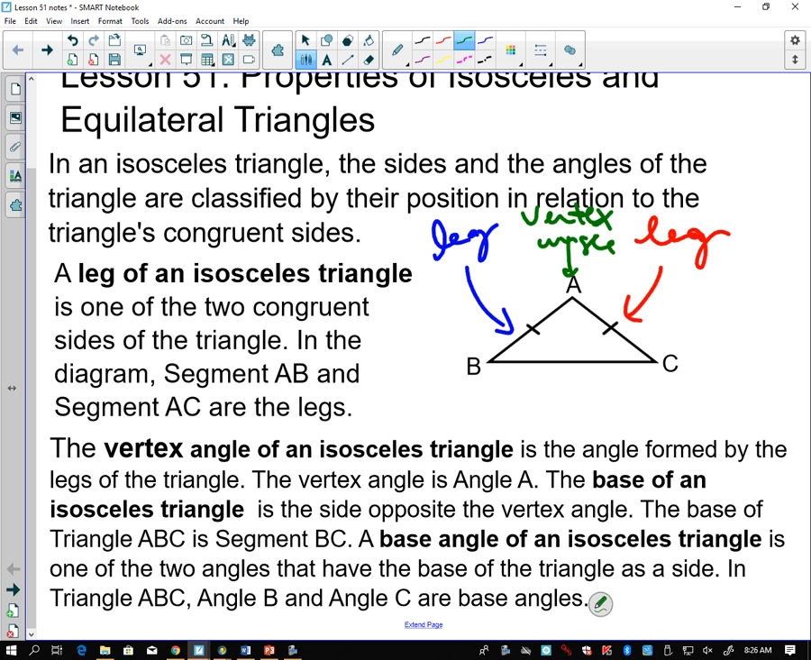Okay? So vertex angle is the angle formed by the legs of the triangle. The vertex angle there is angle A. Base of an isosceles triangle is the side opposite the vertex angle. So it's the only side that's left here, which is BC. Okay? All right, do we understand the labels here? Okay, great. So we should be able to identify the legs, the vertex angle, and the base of an isosceles triangle.